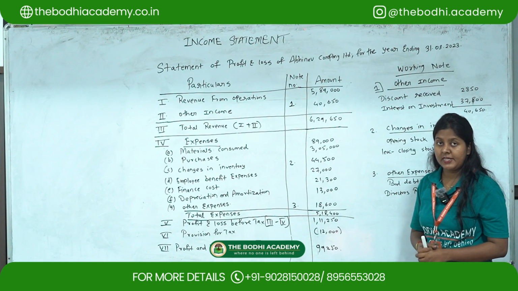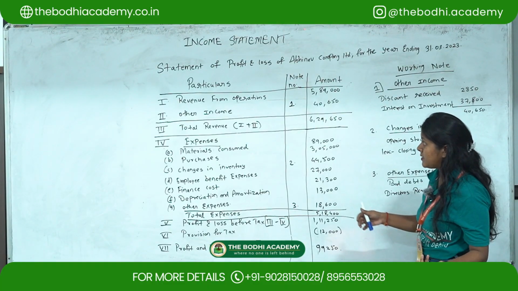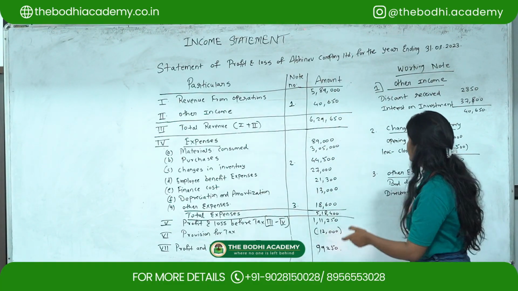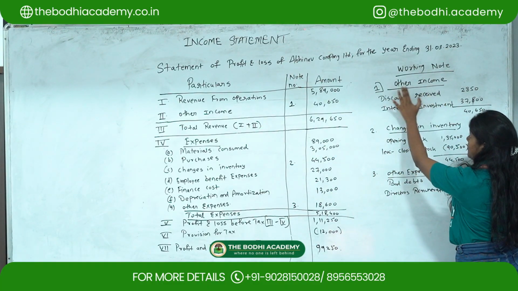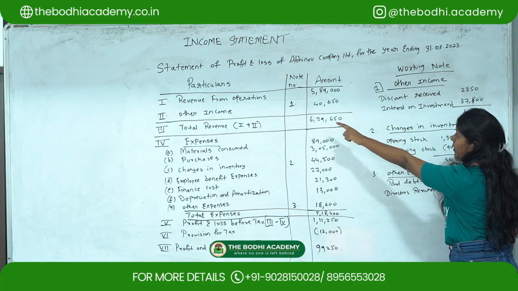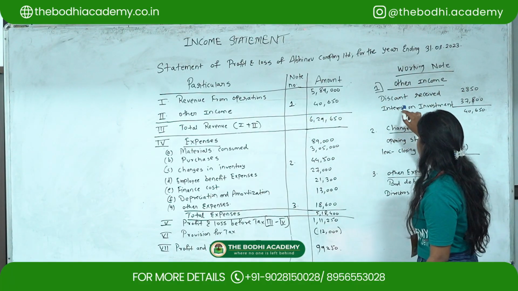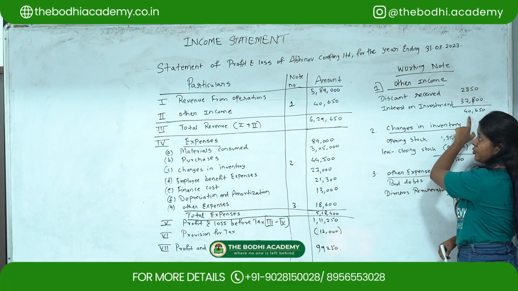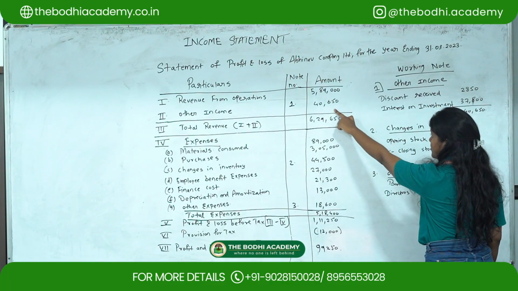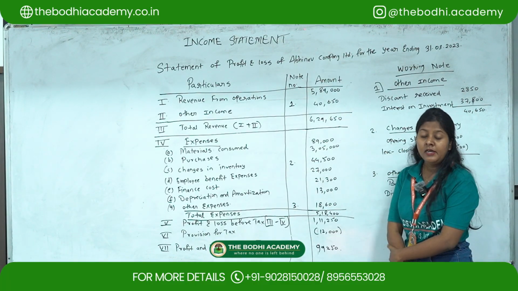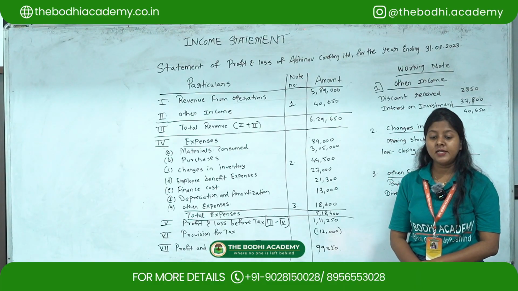Then interest on investment. Here again it is a part of other income. So that's why we showed it under the other income part. We made a working note number 1, and we have to put a note number. So you have to add both the amounts and show the total, which comes to 40,650.